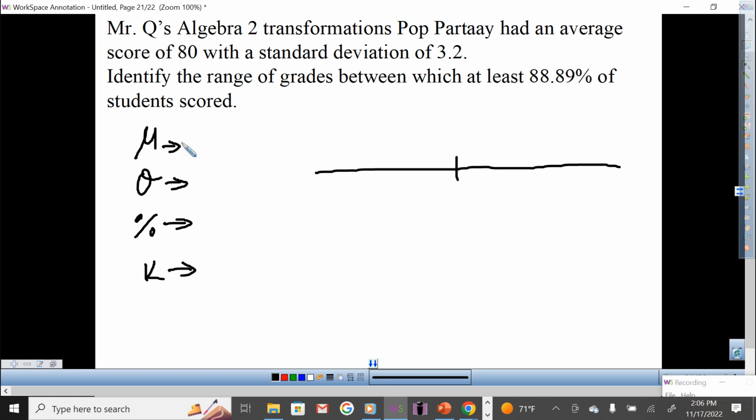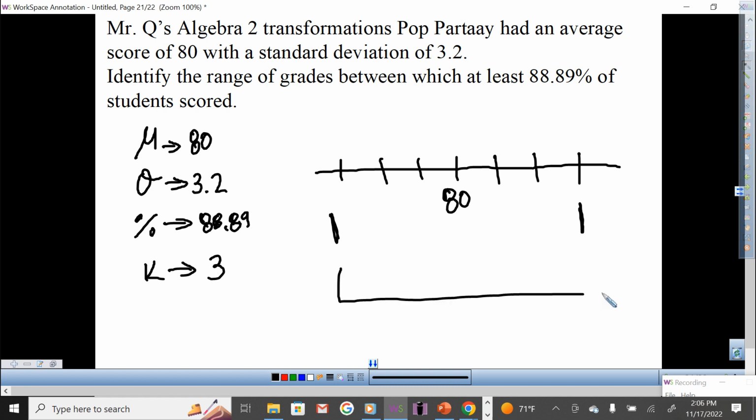All right, so let's see. The mean is, or the average is what? 80. 3.2 for the standard deviation, yes. Percent, 88.89. And what does that mean? That K is what? 3. That is correct. So if we start at 80, and we're going 3 standard deviations, yes? 1, 2, 3. We want to know what that n number is and what this other n number is. Is that correct? Because what did they give us? They give us the 88.89%.